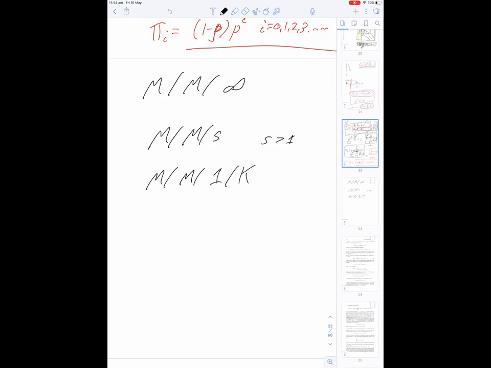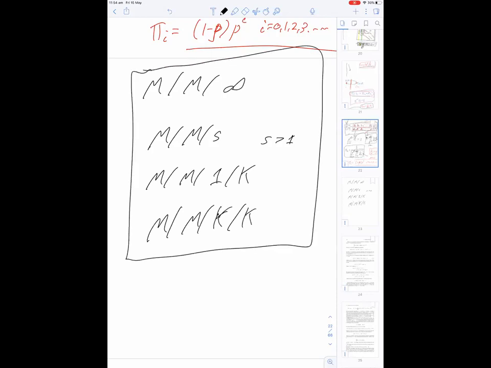like a queue with finite capacity, and the M/M/K/K queue, which is called the Erlang loss system. So I'll speak about that in those videos. It's not so critical, but it's good for your general knowledge. Not so critical for the assessment of the course.